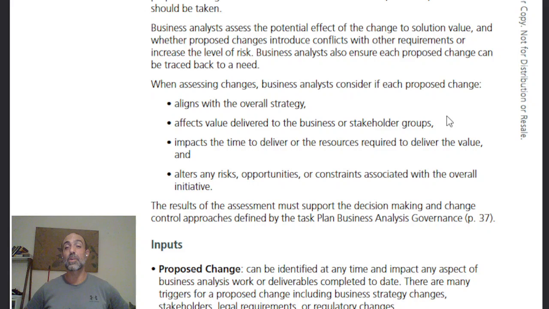Business analysts also ensure each proposed change can be traced back to a need. When assessing changes, business analysts consider if each proposed change aligns with the overall strategy. So they check if the actual change to be done aligns with the strategy, affects the value delivered to the business or stakeholder groups, like it's not just a change that's arbitrary because some manager didn't want to do his work, and impacts the time to deliver or the resources required to deliver the value, and alters any risks, opportunities, or constraints associated with the overall initiative.